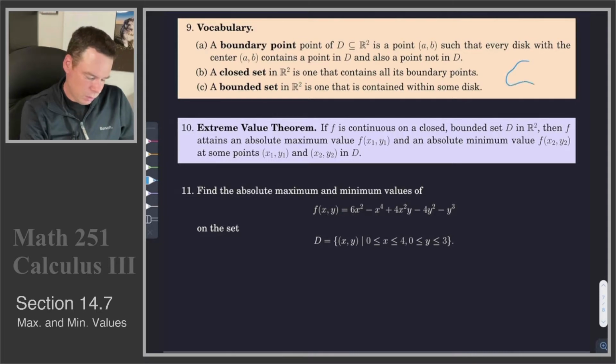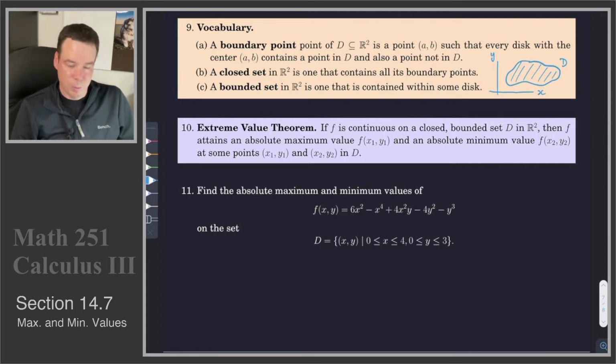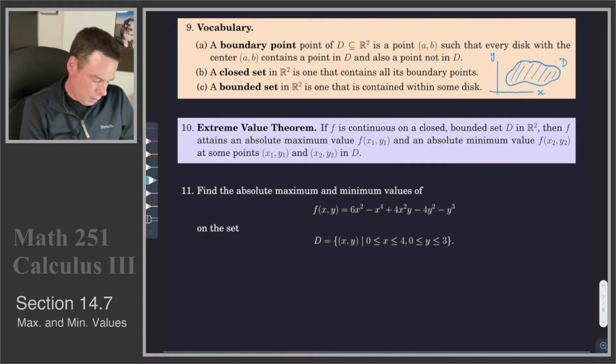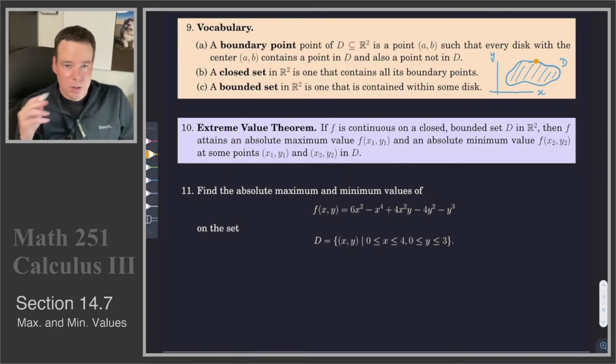We're imagining we've got some domain D for our function, and it's sitting in the xy plane. And we're going to think of the domain as all things, potentially on or inside. A point, such as this orange point here, where if I draw any circle around that orange point, no matter how small, it will contain both points inside the domain and points outside the domain. That's called a boundary point.